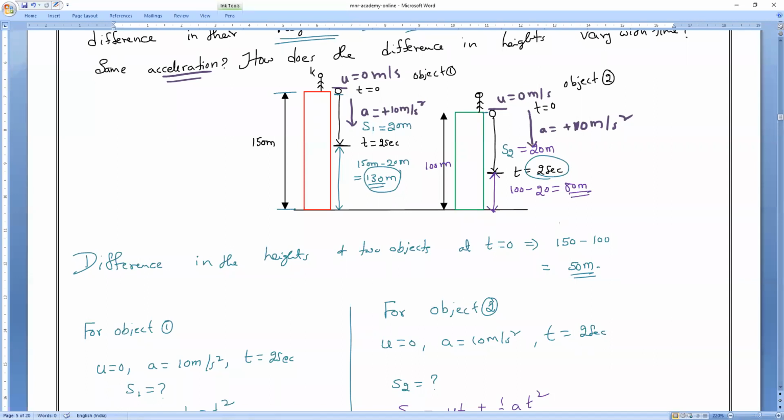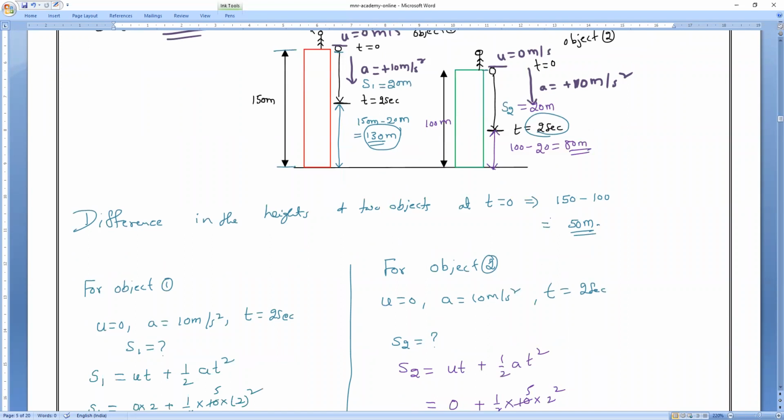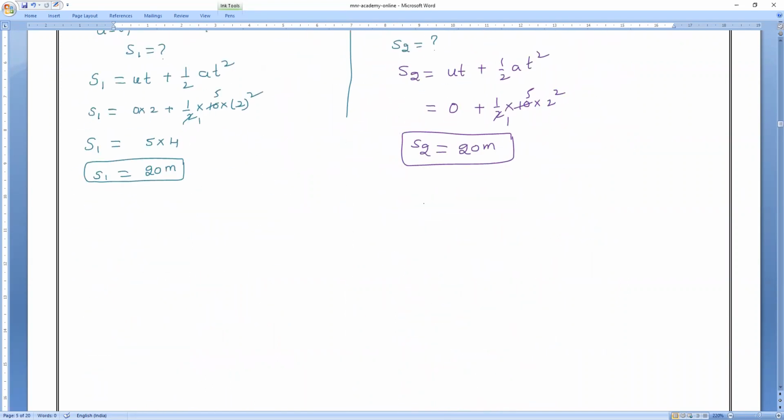Are you clear, everybody? Please respond, guys. Yes, sir. Now they are asking what is their height difference. Check it. One body is 130 meters above the ground. Another body is 80 meters above the ground. So what is their height difference? This body is here and this body is here. What is the height difference? Everybody. 50 meters.